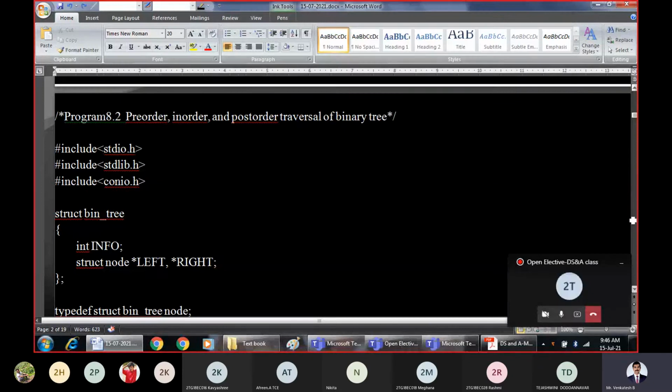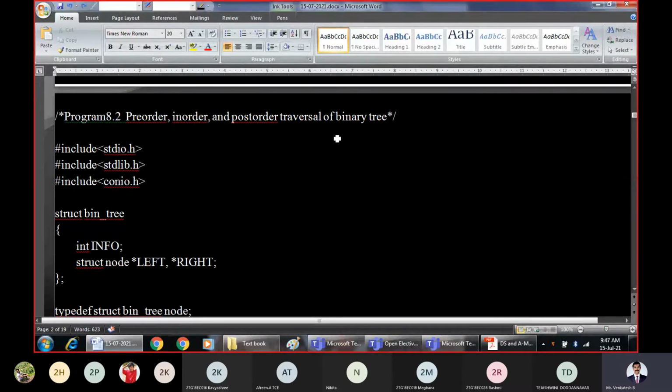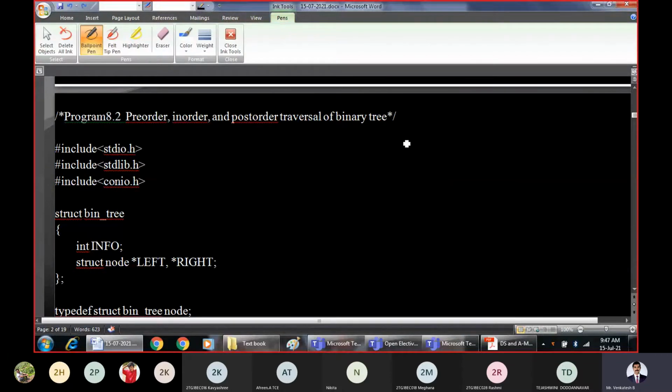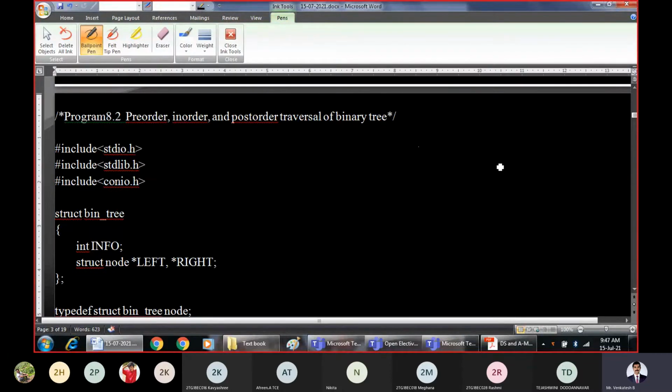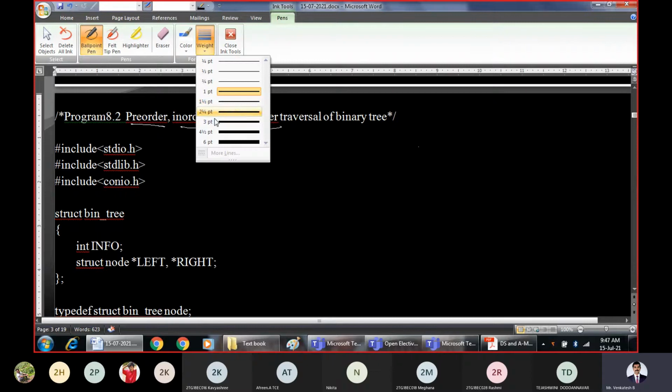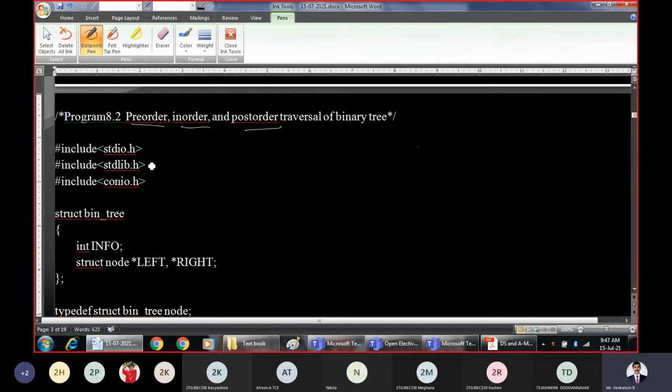So as we have discussed in the previous class, the three types of traversals: pre-order, in-order, and post-order. In this discussion, we'll try to study the program for that. With the help of code, let us traverse the tree using the three types of traversals. This is a program to implement pre-order, in-order, and post-order traversal for the given tree.